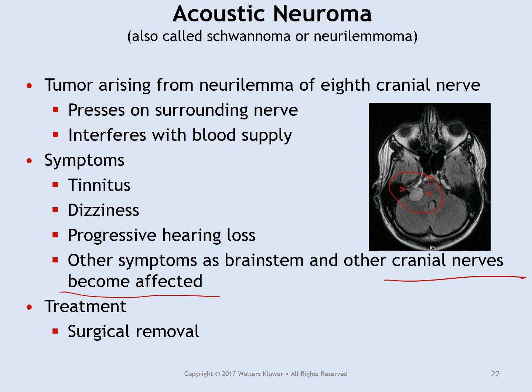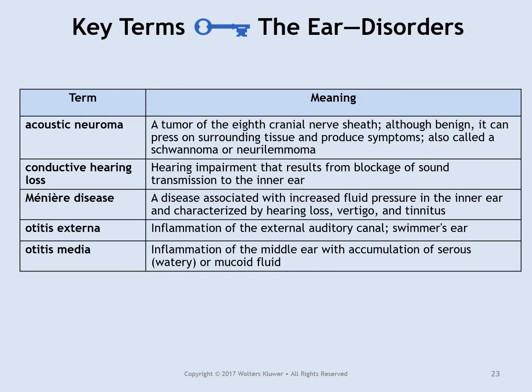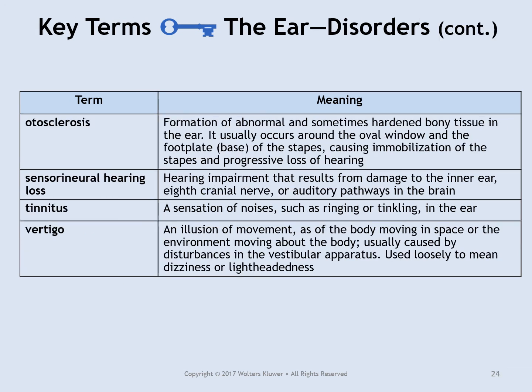Obviously, this will have to be surgically removed, and obviously that's going to be tricky because there's a lot of stuff, very delicate stuff, in that part of the brain. Some more key terms here, discussing some of our diseases that we see of the ear.